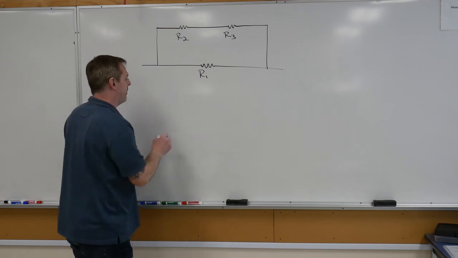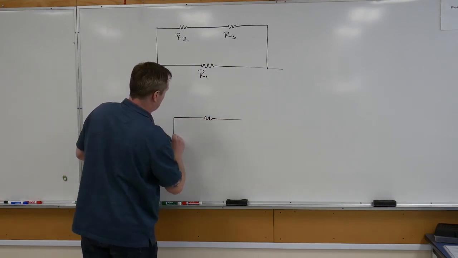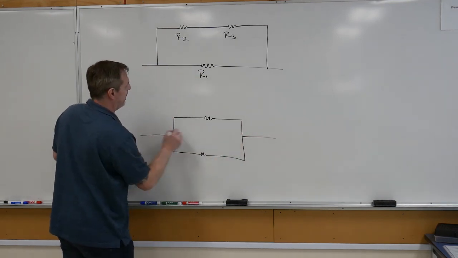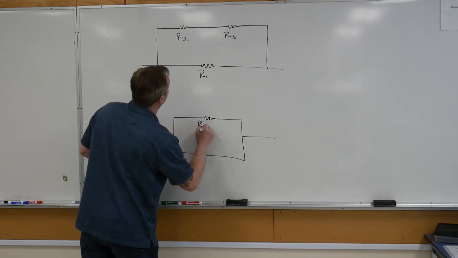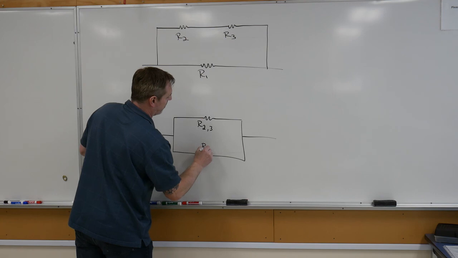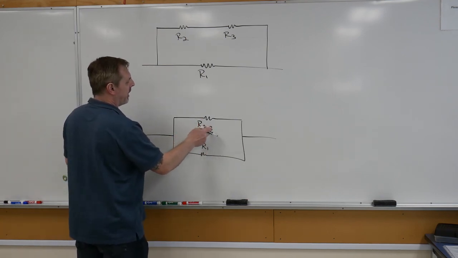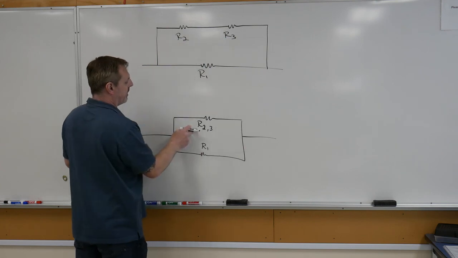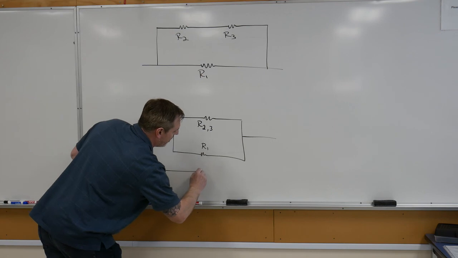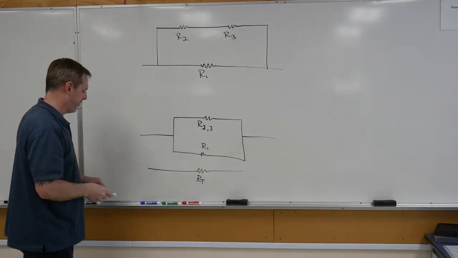If I simplified this drawing out, it would look something like this. Okay, so this is R2 and 3, and this is R1 down here. So now we have a parallel relation. These two would add directly together to give you that, and then we'd use the reciprocal formula to end up solving for the R total. Okay?